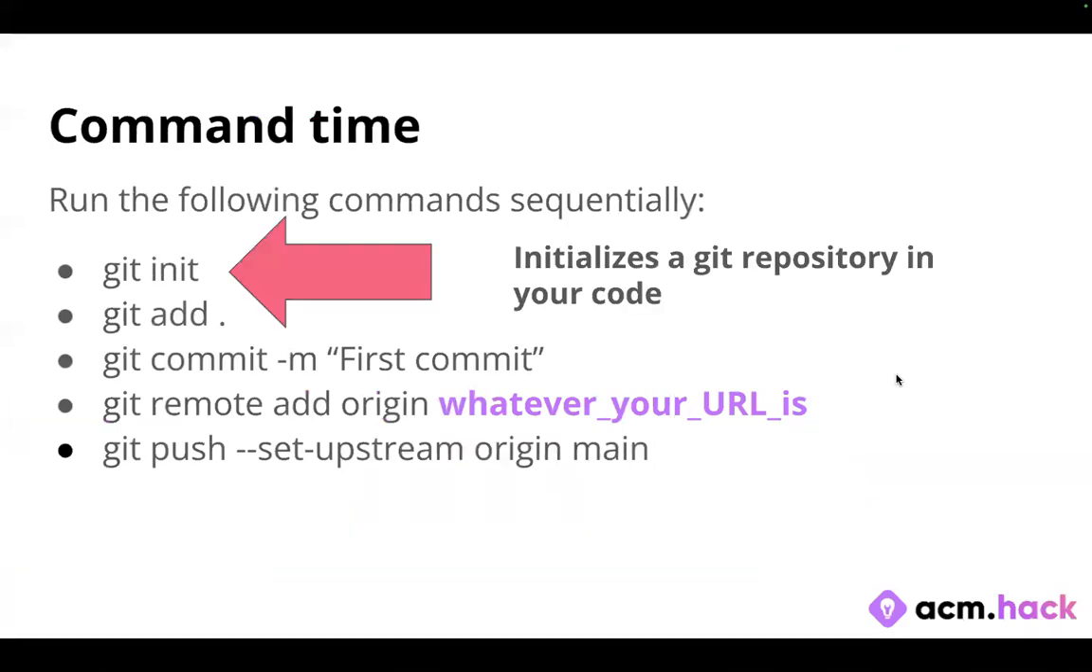Okay, so git init is initializing a Git repository in our code. Our code doesn't know yet that it belongs to a Git repository, right? It only belongs to our computer. So we're basically telling it like, yo, get ready, because some stuff's about to go down.